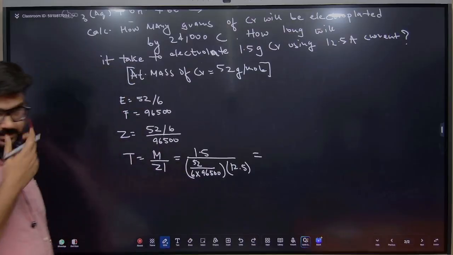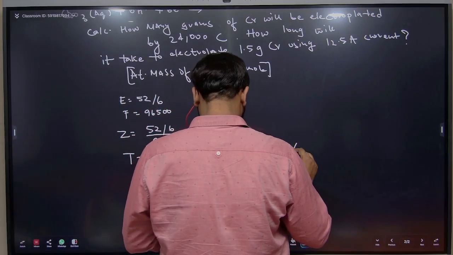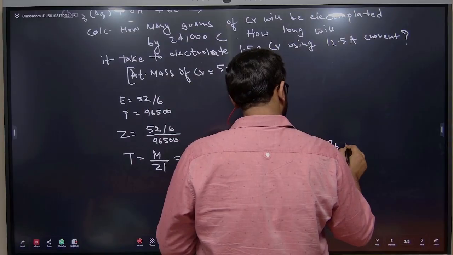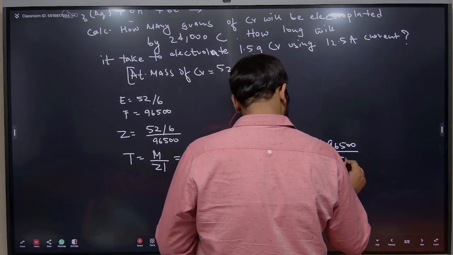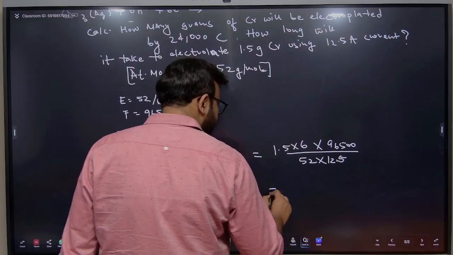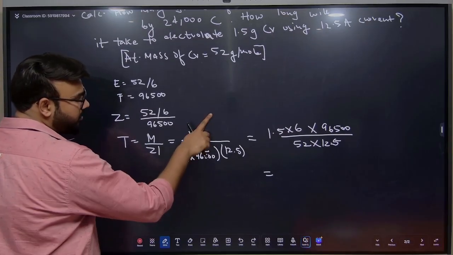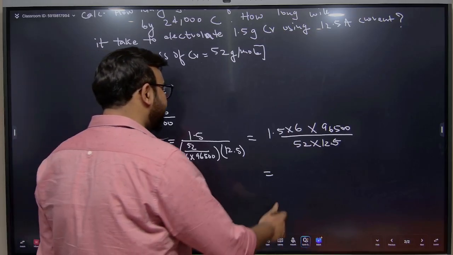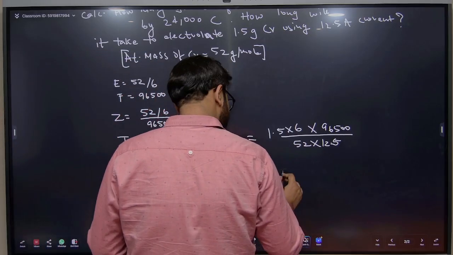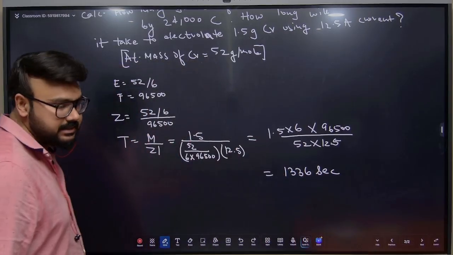So guys, solve this, see how much time it's coming. So T will be 1.5 into 6 into 96,500 divided by 52 into 12.5. So see how much after solving it will come up. How many seconds? What is the answer for this? How many seconds has come? 1,336.15. That is the answer.